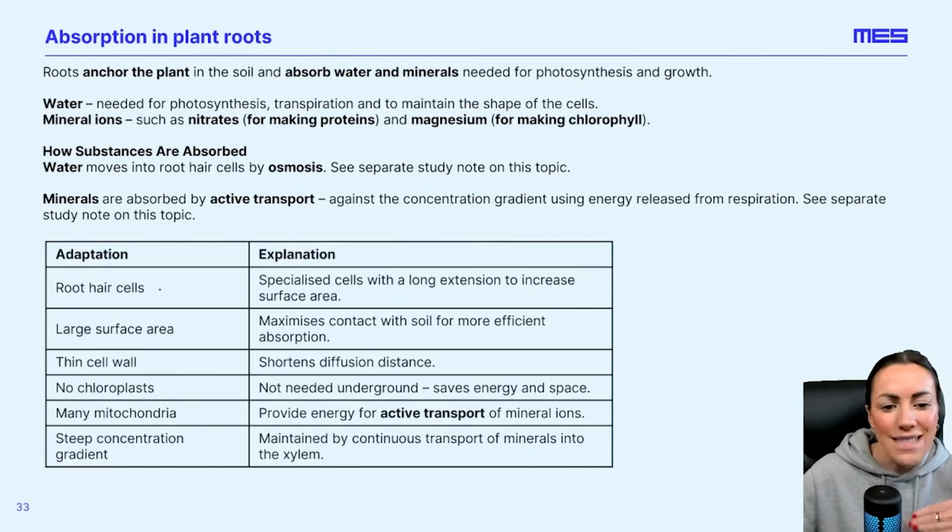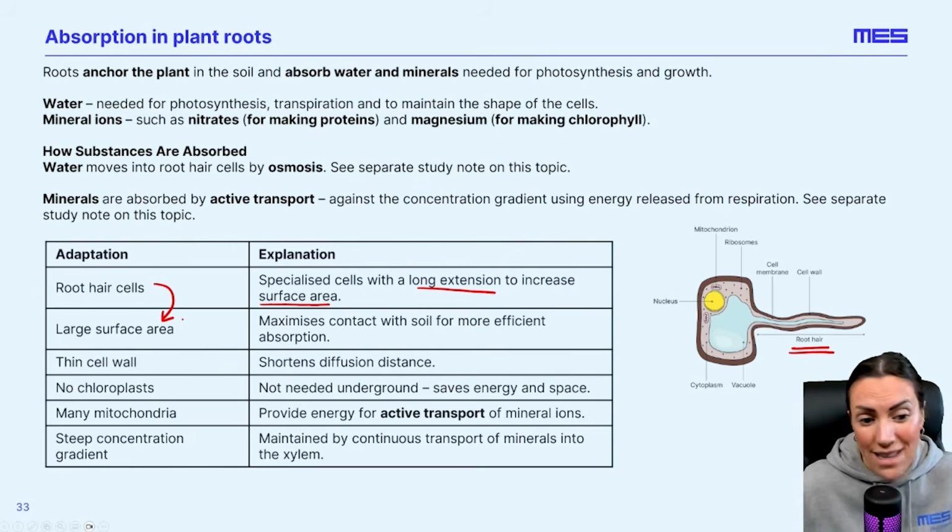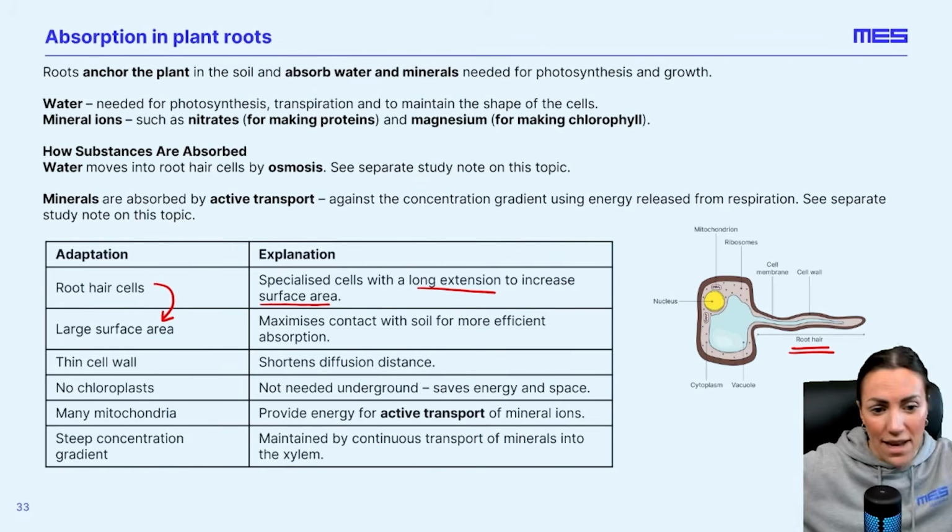So how are roots adapted? We're going to see loads of the same features. They have root hair cells. We've seen them before. We looked at them as an example of a specialized cell. They have this big projection that we call a root hair. And that long extension increases the surface area, which is going to maximize the amount of water and the number of mineral ions that can be absorbed. Okay, so this kind of links to this. The root hair is what provides the large surface area, but also there are just many roots, right? They're highly branched, they go really wide, they go really deep.